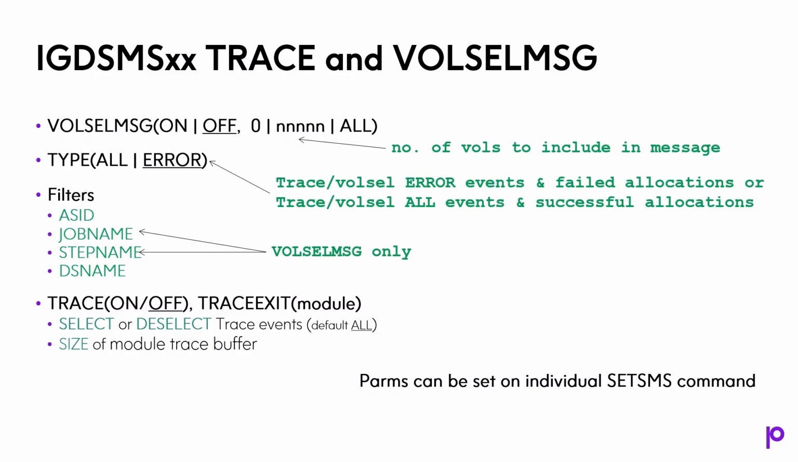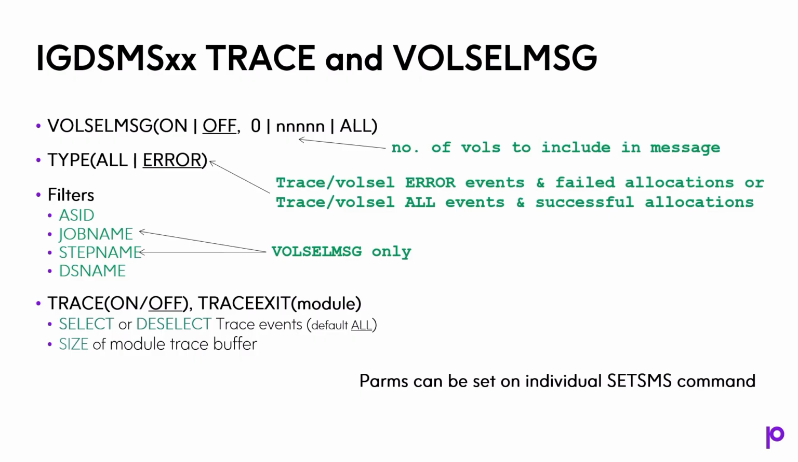Unfortunately, they sort of conflated both the trace and the volume selection message parameters together. So the same filters and the same type and trace parameters are used for both SMS tracing, which normally is only used by IBM level 2, and volume selection message. So the most important of these is SET VOLSEL MESSAGE, and I can set it on or off, or I can set the number of volumes I want to see in the message, because I might have several thousand volumes that could be considered for allocation. I probably don't need to see them all in the messaging.